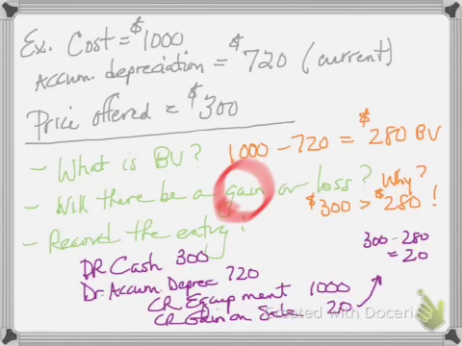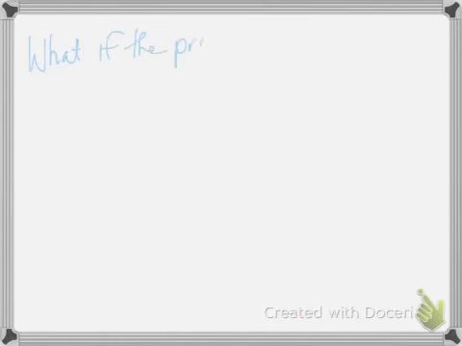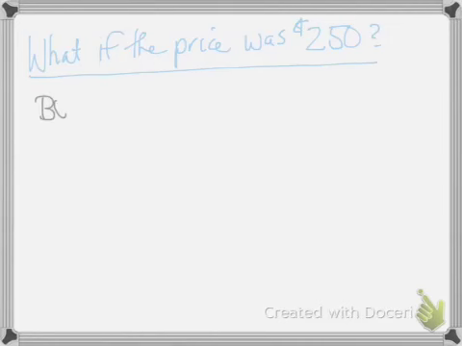And gains act like revenues. They increase the value of the business. They're not revenues because they're not operating items. We're not in the business of buying and selling our equipment. That just happens to be something we're doing on the side. But it has a credit balance. It has an increasing value to our business. Credit balance for gains. Now, what if instead of a price of $300, what if the price was $250?